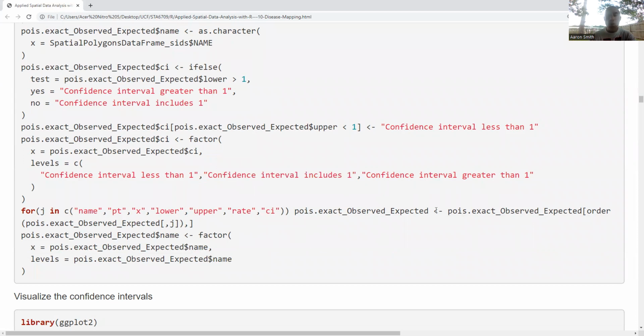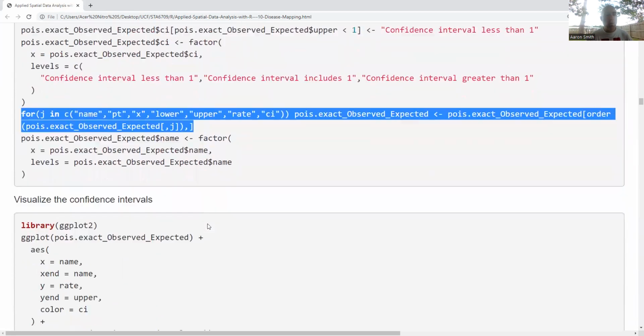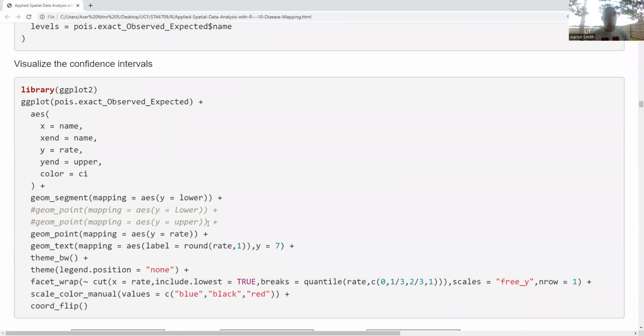And here I'm sorting my data. I didn't have to do this. I definitely went overboard on how much sorting I needed, but this is just setting it up so that after I do my plot, things will be easier to read. So now let's go ahead and visualize the confidence interval. I'm choosing to do this in ggplot.